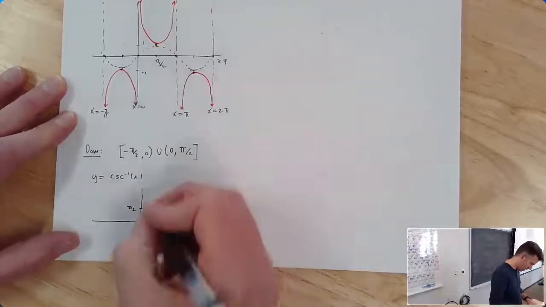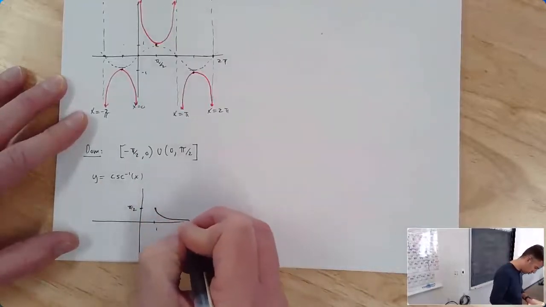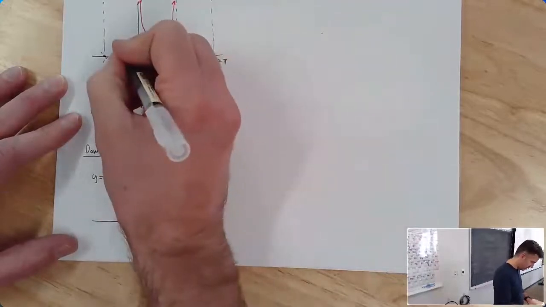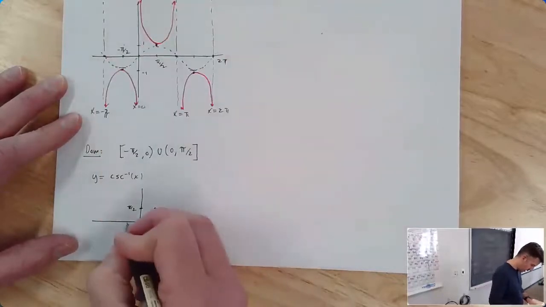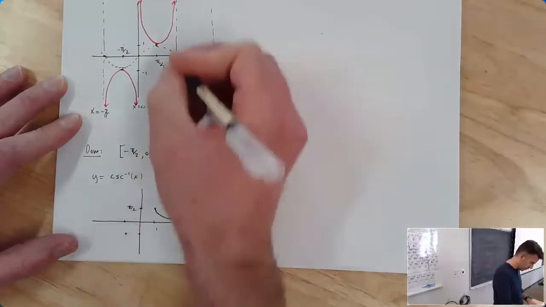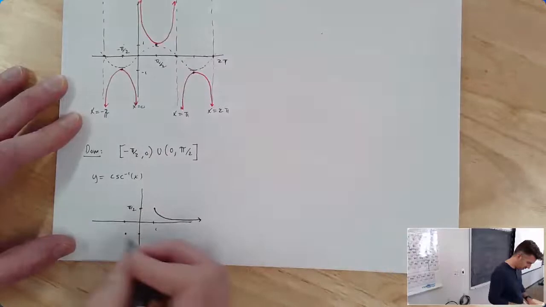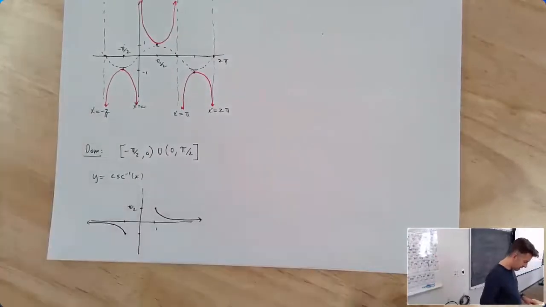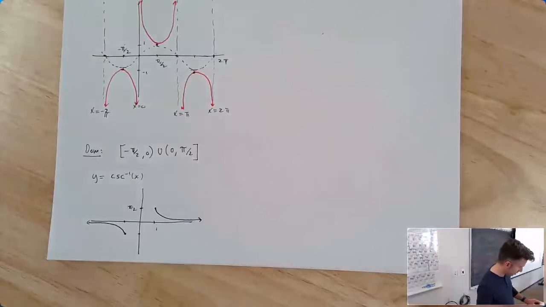And we go like this. And instead of getting the point negative pi over 2 comma negative 1, I get negative 1 comma negative pi over 2. Still the vertical asymptote, meaning horizontal asymptote, getting closer and closer to 0. So that's what the inverse cosecant of x looks like one way.